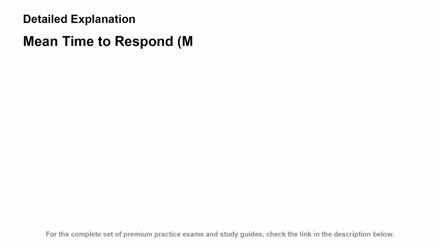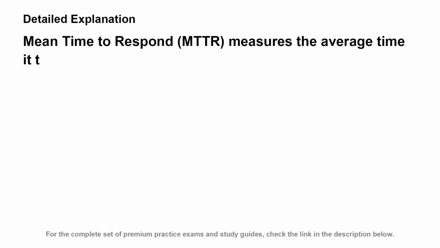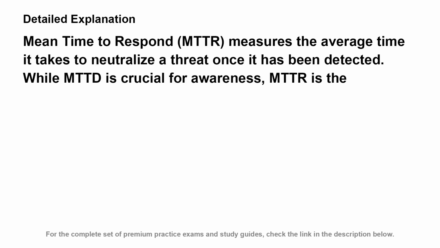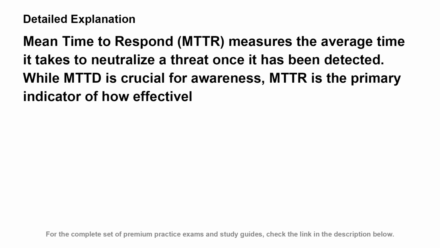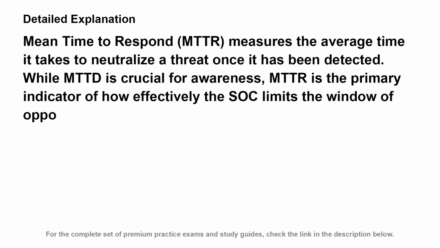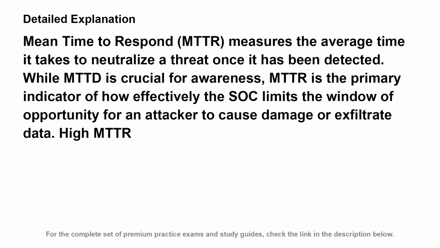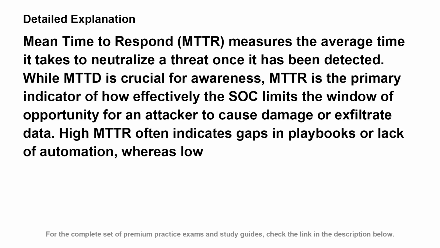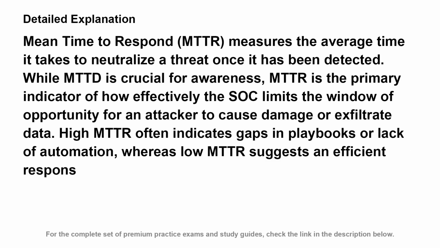Mean time to respond, MTTR, measures the average time it takes to neutralize a threat once it has been detected. While MTTD is crucial for awareness, MTTR is the primary indicator of how effectively the SOC limits the window of opportunity for an attacker to cause damage or exfiltrate data. High MTTR often indicates gaps in playbooks or lack of automation, whereas low MTTR suggests an efficient response pipeline.